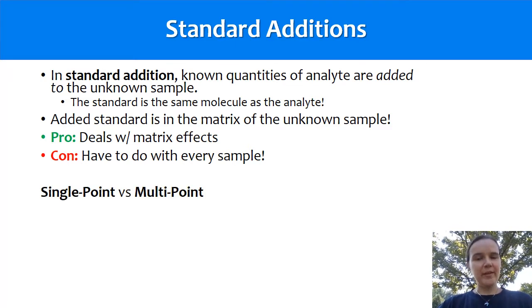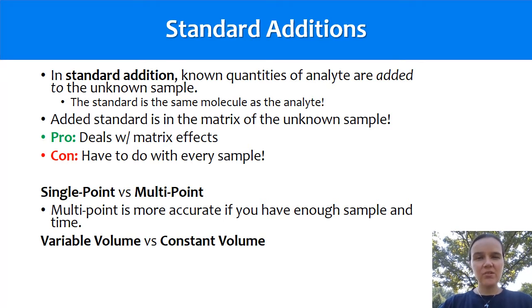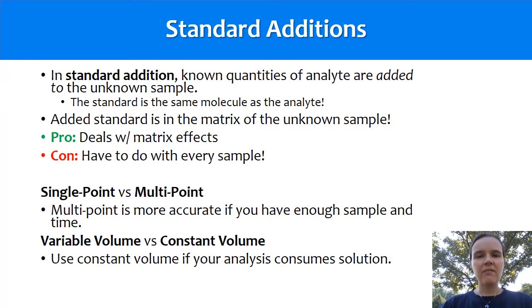You have two choices to make, single point versus multi-point. If you have the sample, the time, and the money, multi-point will be better for the same reason that if you make a mistake with one of these standards, other standards can help average that mistake out. And the other thing is that you have to choose between variable volume and constant volume standard additions. If your analysis consumes solution, like you're burning in sample in an atomic absorption instrument, or you're injecting it into a chromatography instrument, and you can't get it back, or maybe you put it in a cuvette for UV-vis spectroscopy, but you can't pour every single drop of it back out of the cuvette, then you should really do a constant volume standard addition.